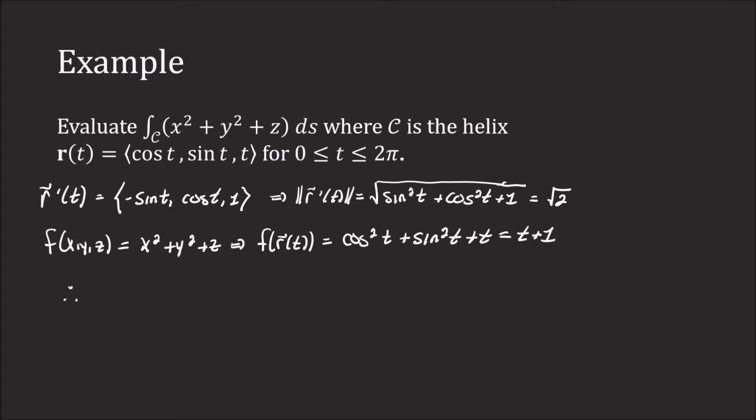Therefore, the integral over the curve of x squared plus y squared plus z ds is the integral from 0 to 2 pi of t plus 1 times the square root of 2 dt.